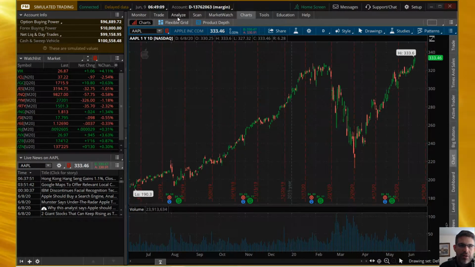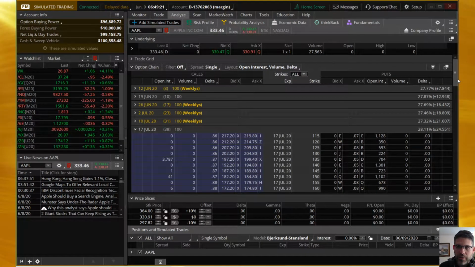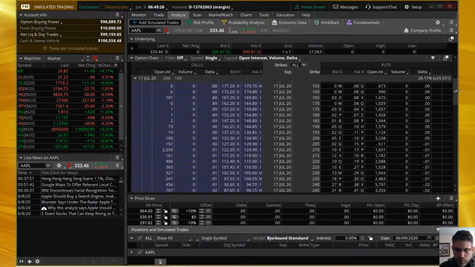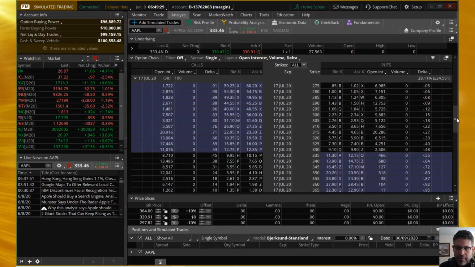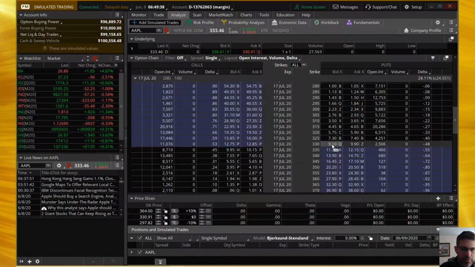So we're going to head on over to the Analyze tab. We're going to go to Add Simulated Trade, and we're going to click on the July 17 with 38 days to expiration. We're going to be doing a put spread. So a long put spread is going to get us where we need to be. And I believe where we're headed here is the 335. So we buy the put that's in the money and we sell the put that is out of the money as a way to increase our probability. We give up the unlimited profit potential, right, for the ability to increase our probabilities.